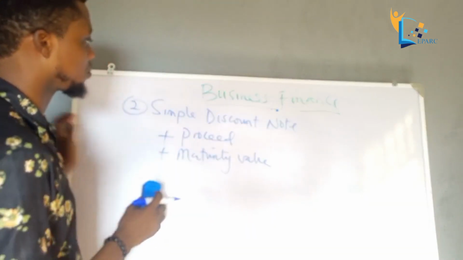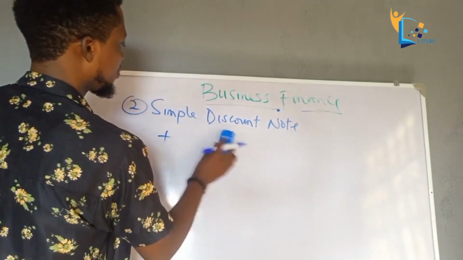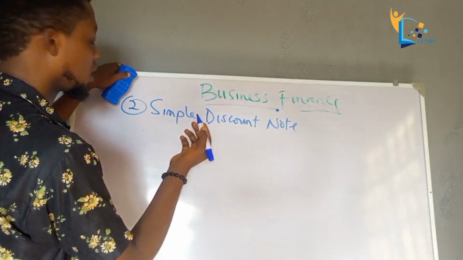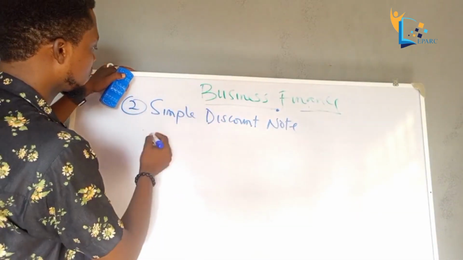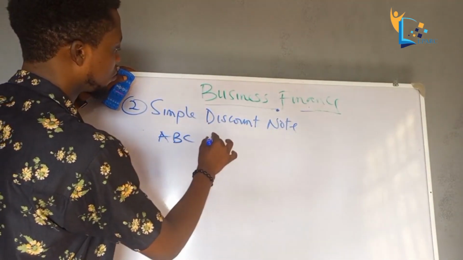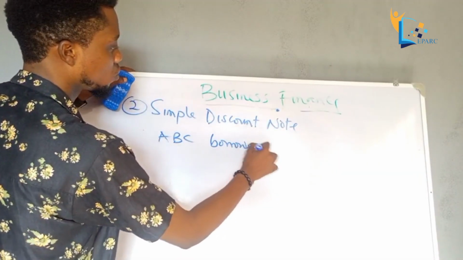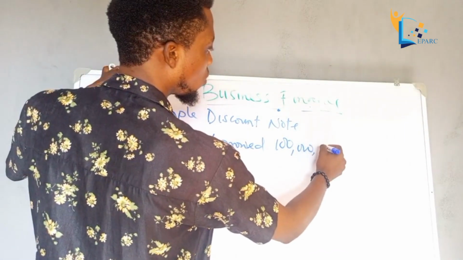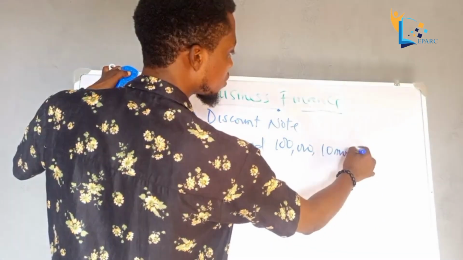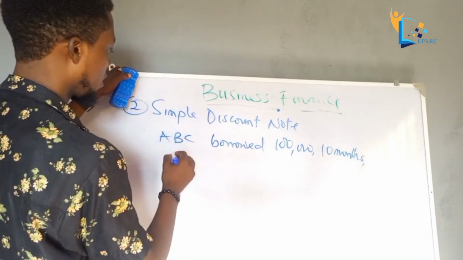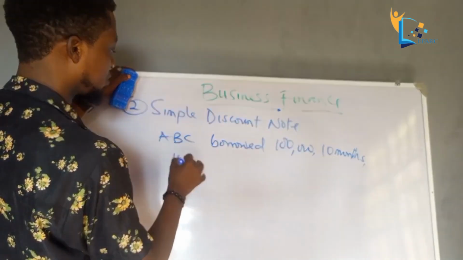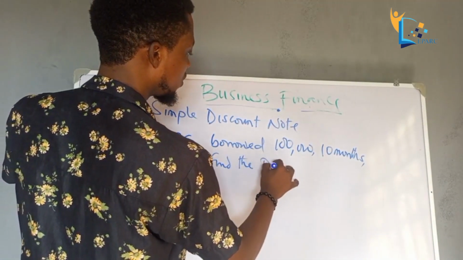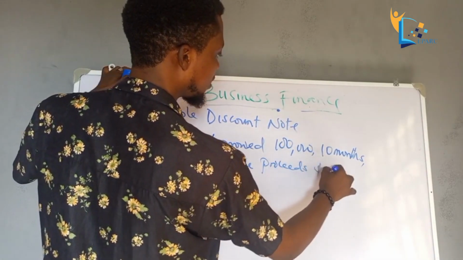Okay, now let's look at a very quick example. Let's use the example in the previous section. Okay, let's say ABC borrowed the same 100,000 for 10 months, at 10%. Okay, find the proceeds and the maturity value.